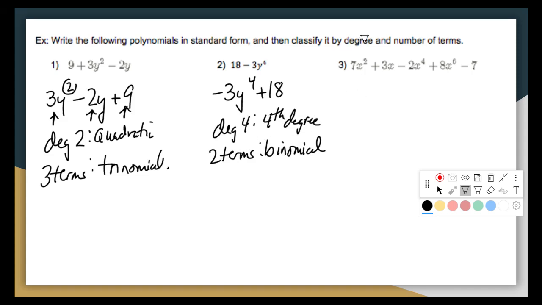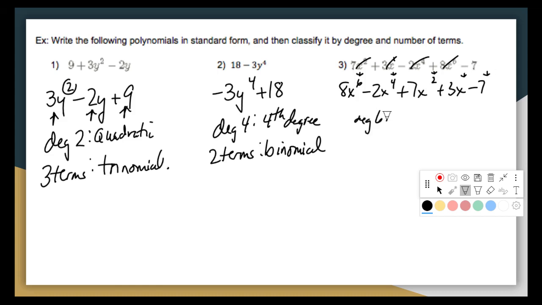All right, and the last one here, it's going to take a lot of work to put it in order. We're looking for the biggest variable exponent down to the smallest. So we got 8x to the sixth, that's first. Negative 2x to the fourth is next. Plus 7x to the second. Then we got 3x to the first, or 3x. And then finally minus 7. Let's just check, make sure. 6, 4, 2, 1, 0. Okay, good. So they're in order. So this is degree 6. So this is a sixth degree.